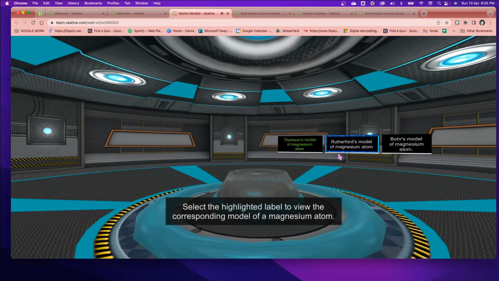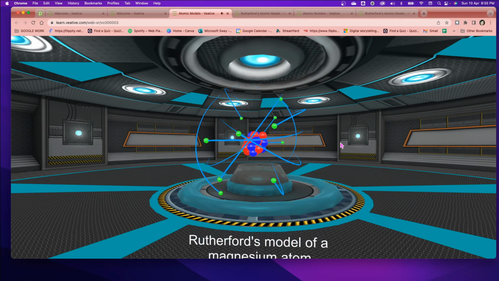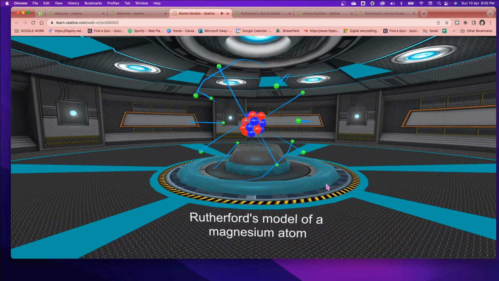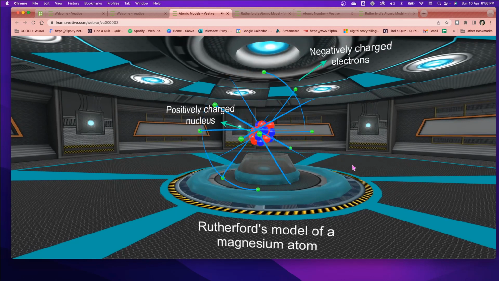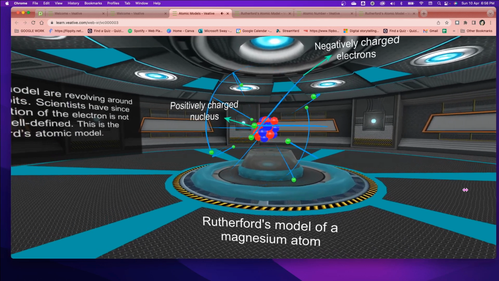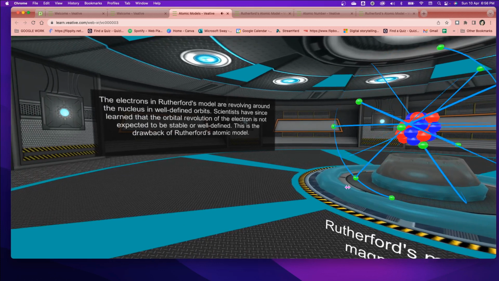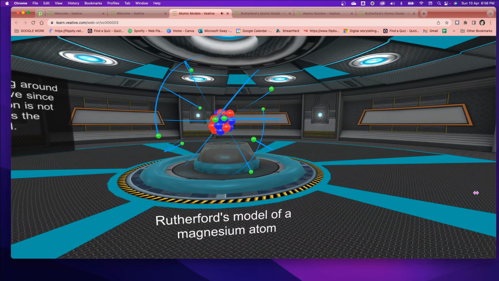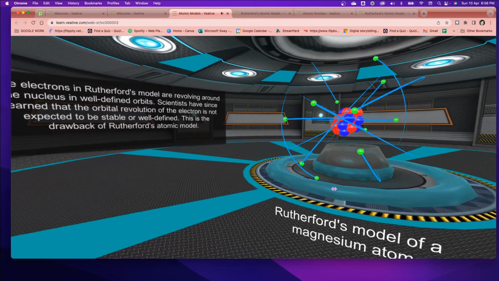In 1911, on the basis of the alpha particle scattering experiment, Rutherford proposed a nuclear model of the atom. According to Rutherford's model, an atom consists of a small, dense, positively charged nucleus located at the center of the atom, while negatively charged electrons revolve in empty space around the nucleus. The electrons in Rutherford's model are revolving around the nucleus in well-defined orbits. Scientists have since learned that the orbital revolution of the electron is not expected to be stable or well-defined. This is the drawback of Rutherford's atomic model.